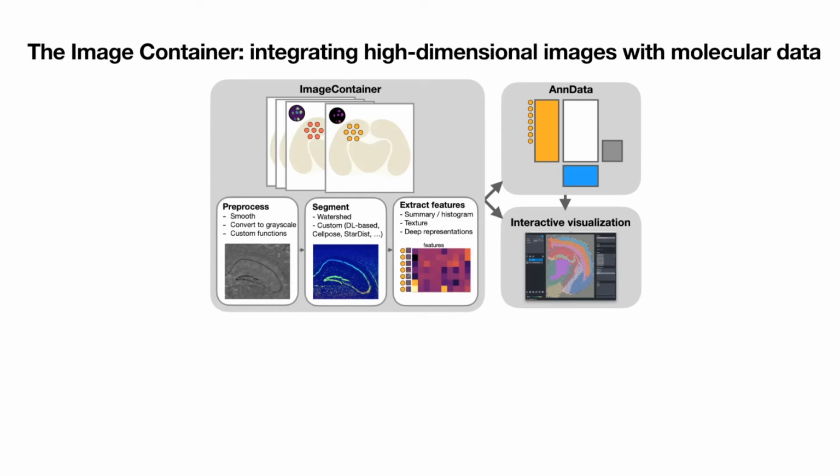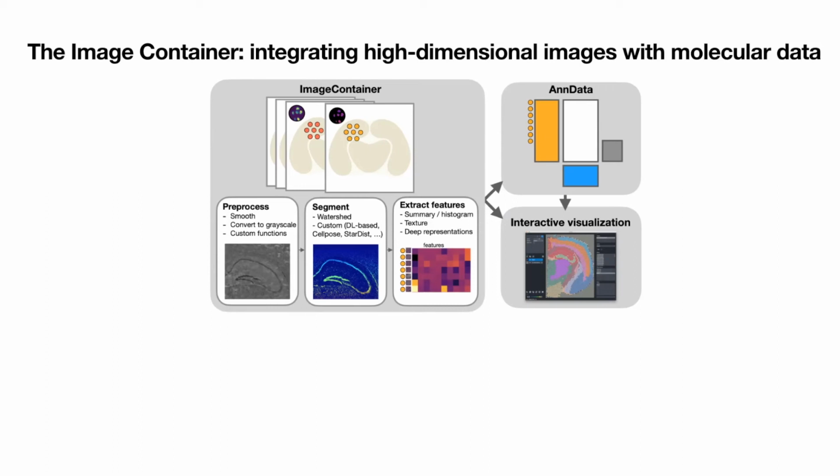And the nice thing that this image container does is, like I said, it can be parallelized. That is, it iterates over the large image and just processes individual smaller crops. And this essentially allows you to also use custom deep learning methods. If you have a super nice deep learning based cell segmentation method, you could also use it with this image container.